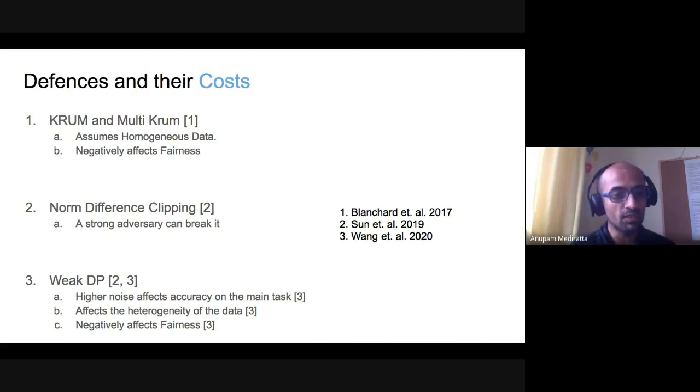We have a third defense, called weak differential privacy, which again goes back to what Fatemeh was saying, that the poor get poorer. If you increase the noise level, it of course affects the accuracy, but the data set which is underrepresented gets affected far more than the normal data set. So all of these defenses come at their cost.